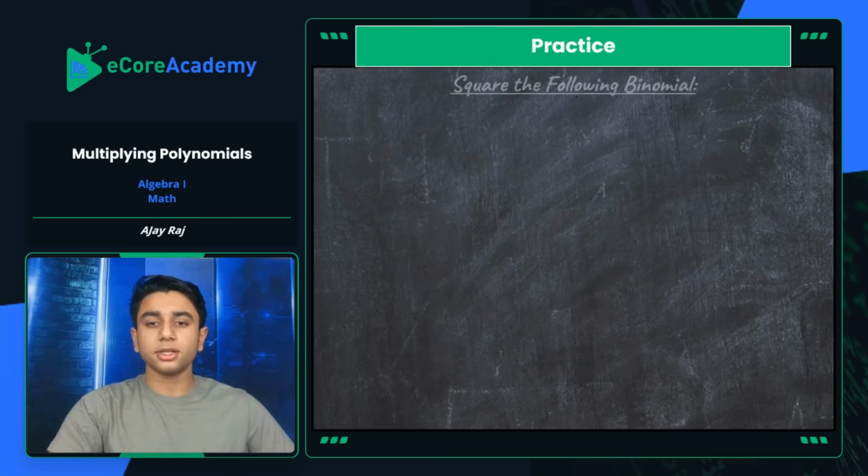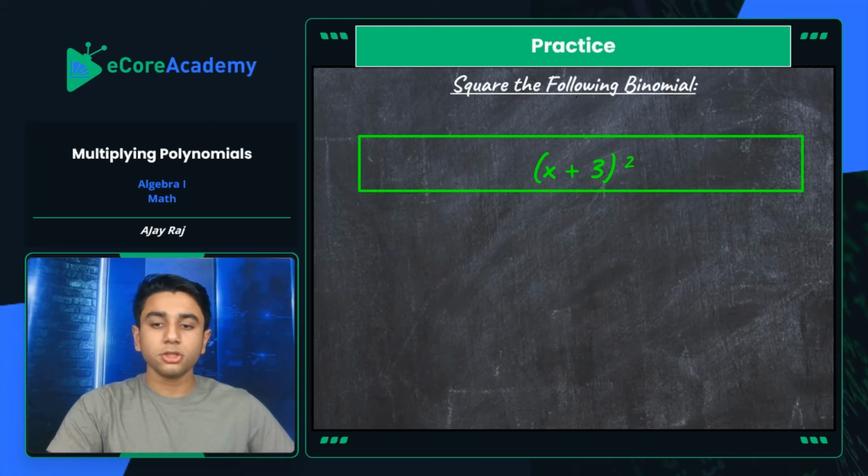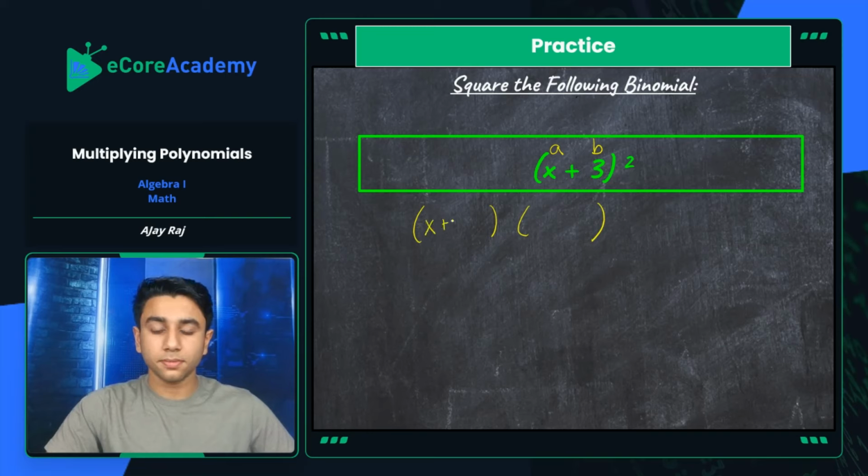So let's take a look at some practice. Let's square the following binomial. You have the binomial (x plus 3) squared. That's written in the form of (a plus b) squared, with x taking the form of a, and 3 taking the form of b. Now the first step is to make sure we write it out in full form. So (x plus 3) squared, and anything squared is that value multiplied by itself. So it's just going to be (x plus 3) times another (x plus 3). That's all it is. Now that we've gotten to this step, we're going to use the FOIL method.